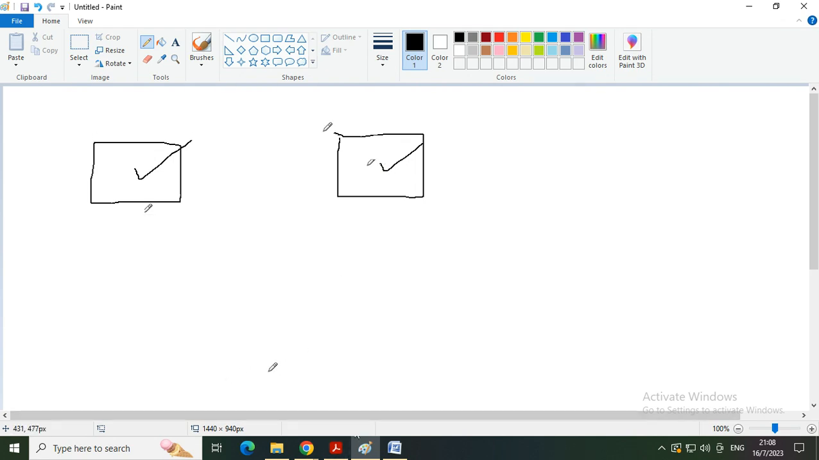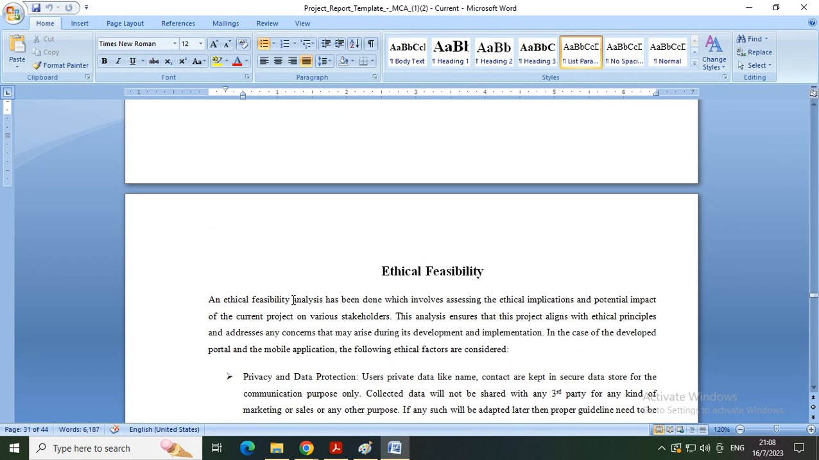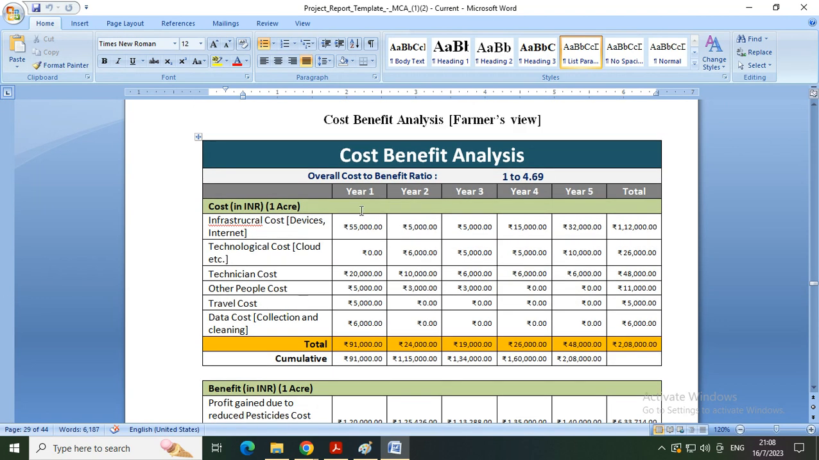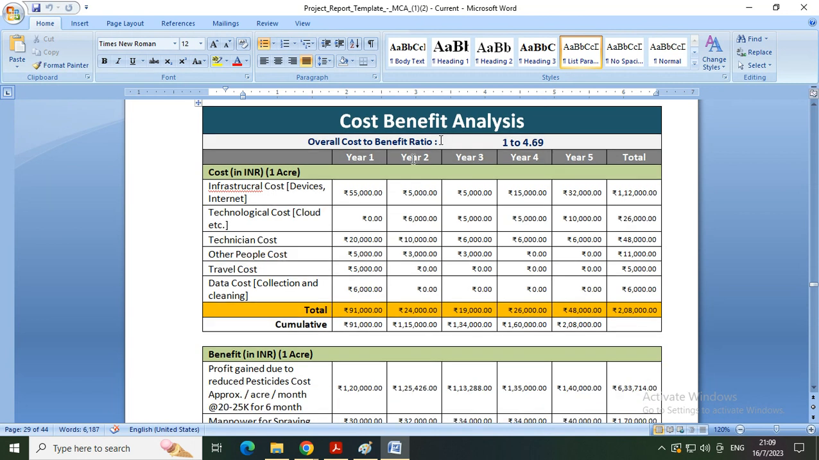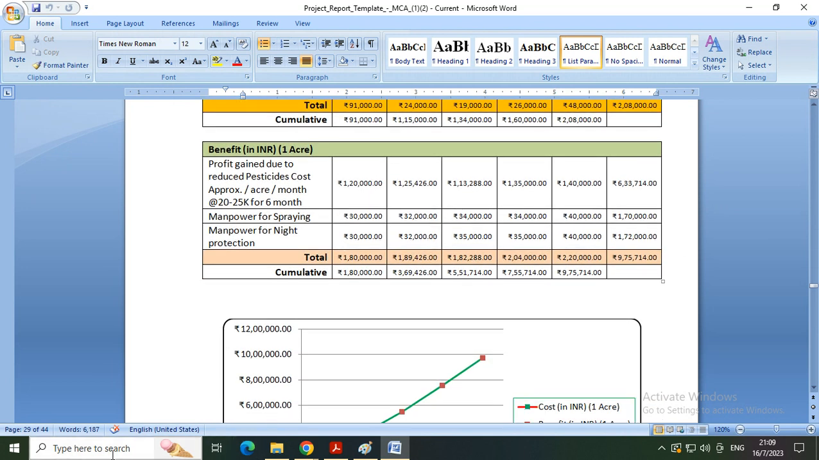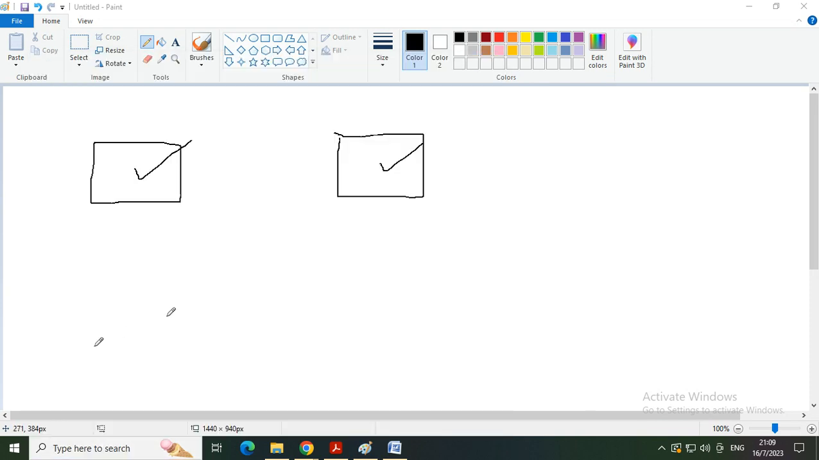Okay. So let me demonstrate with my one. See here, in the cost benefit analysis, what I have done: you have to prepare a chart. This is an Excel chart. In Excel, you can easily form this. Okay, just let me go in the Excel part.